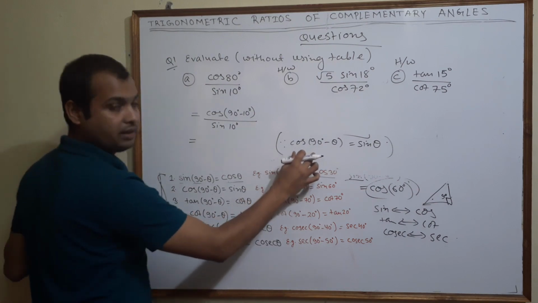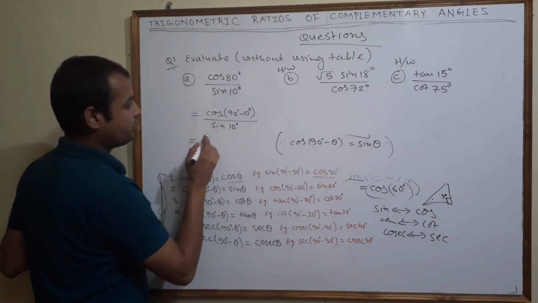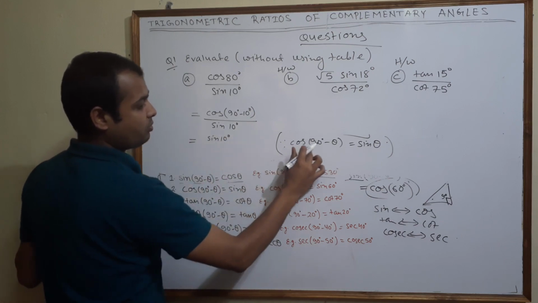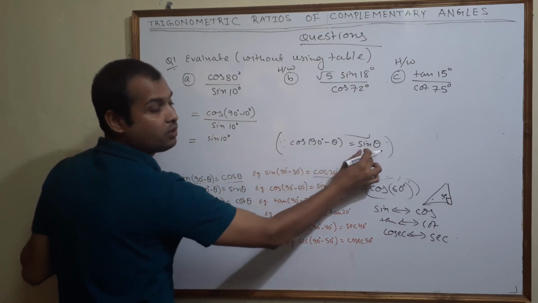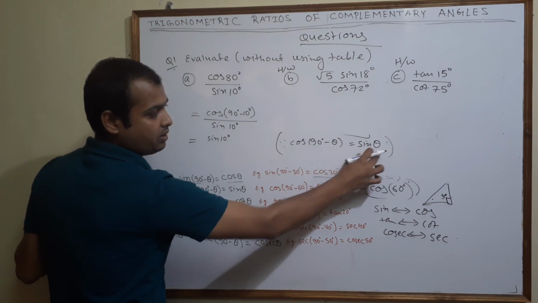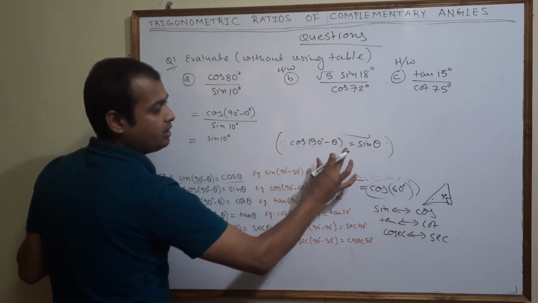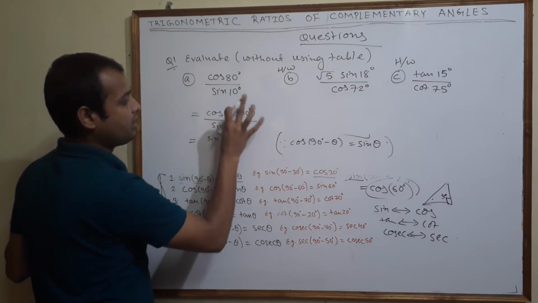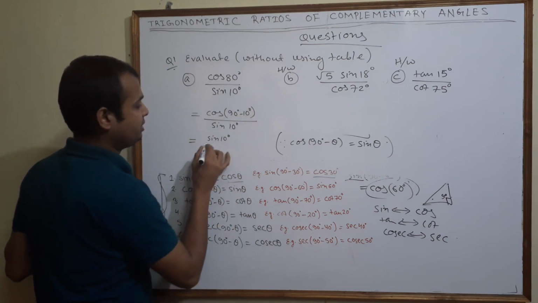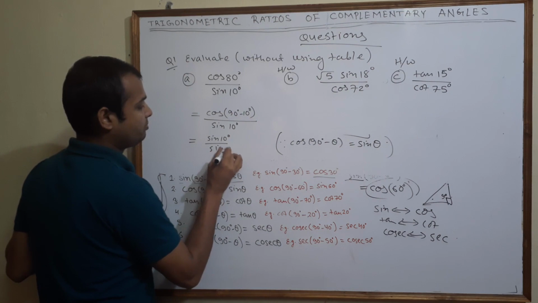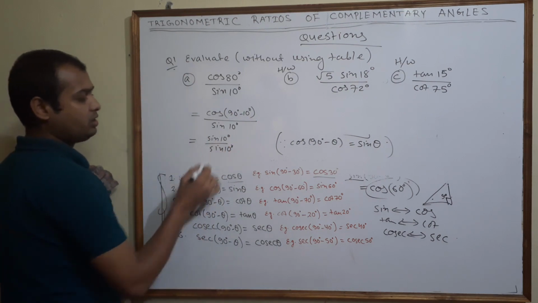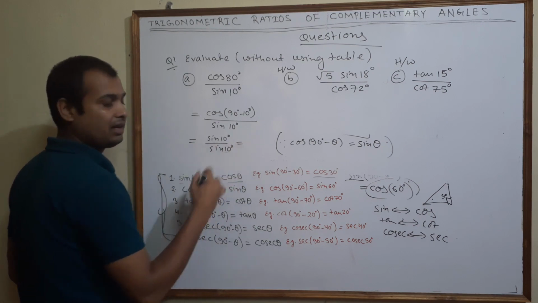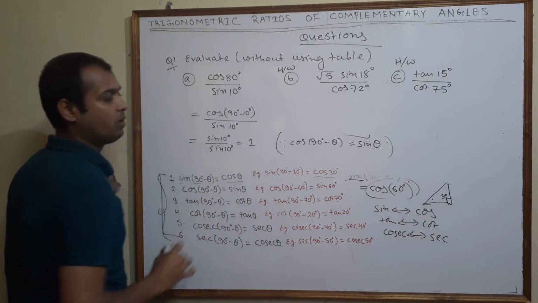So by this, in the numerator we will get sin 10 degree, because if you have cos(90 minus theta), then this is equal to sin theta. Cos becomes sin and 90 disappears, simply you write theta. So here cos will become sin, 90 disappears, simply 10 degree. And down also you have sin 10 degree. So in the numerator and denominator, you find that they are the same, so they will cancel out and you are left with 1.